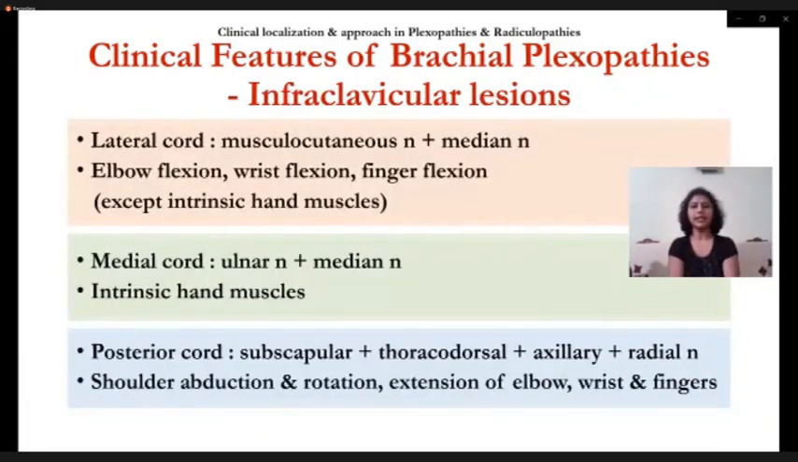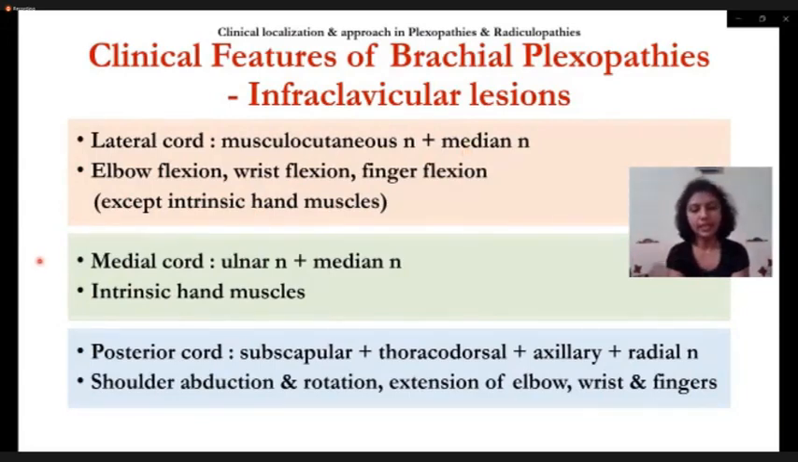As mentioned earlier, infraclavicular plexopathies produce deficits resembling involvement of multiple terminal nerves. Therefore, the lateral cord involvement is recognized by a combination of weakness in the musculocutaneous and the median nerve territory. That is, they manifest as weakness of elbow flexion, wrist flexion, and finger flexion, except the intrinsic hand muscles that are supplied by the median nerve.